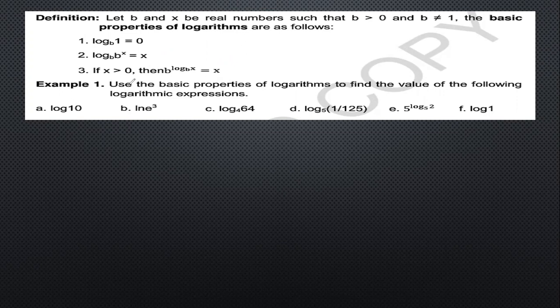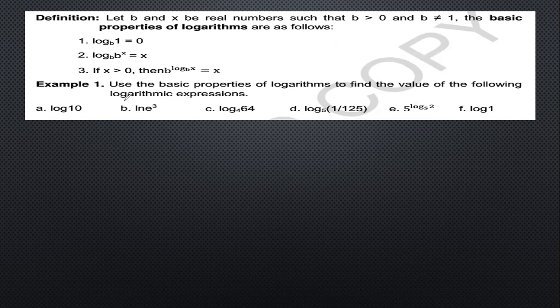And for the last property that we will have, it will only hold if your x is greater than 0, or it is a positive number. So if you have b to the power of log of x base b, this base and this number are the same, automatically your answer is x. Say for example, you have 5 to the power of log of x base 5, automatically whatever is here will be your answer.